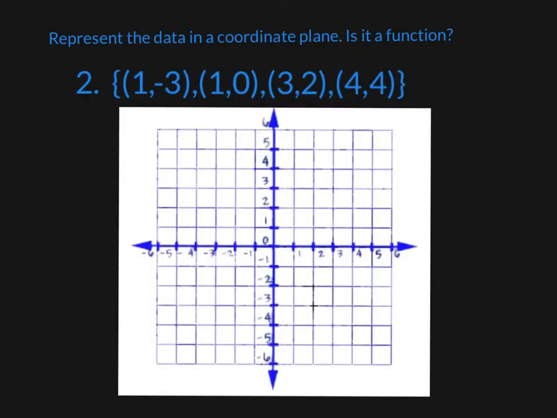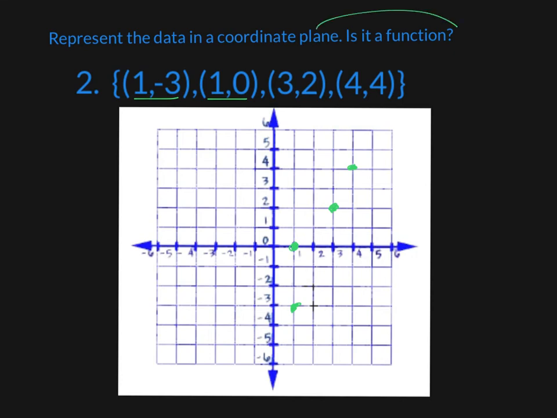Alright, so next one says represent the data in the coordinate plane and is it a function. So we're going to plot the points. I have 1, -3, so I'm going to put a point there. 1, 0, 3, 2, and then 4, 4. That's the first part of it.